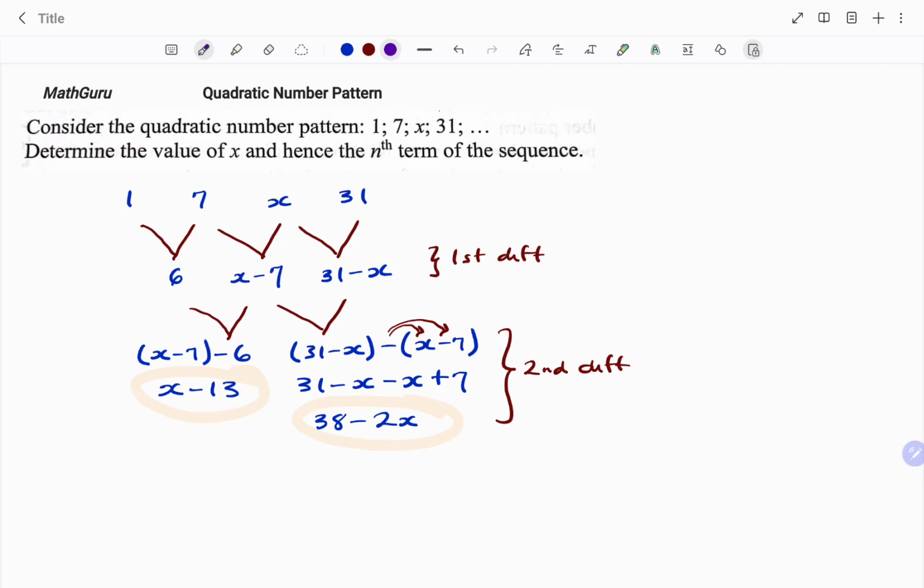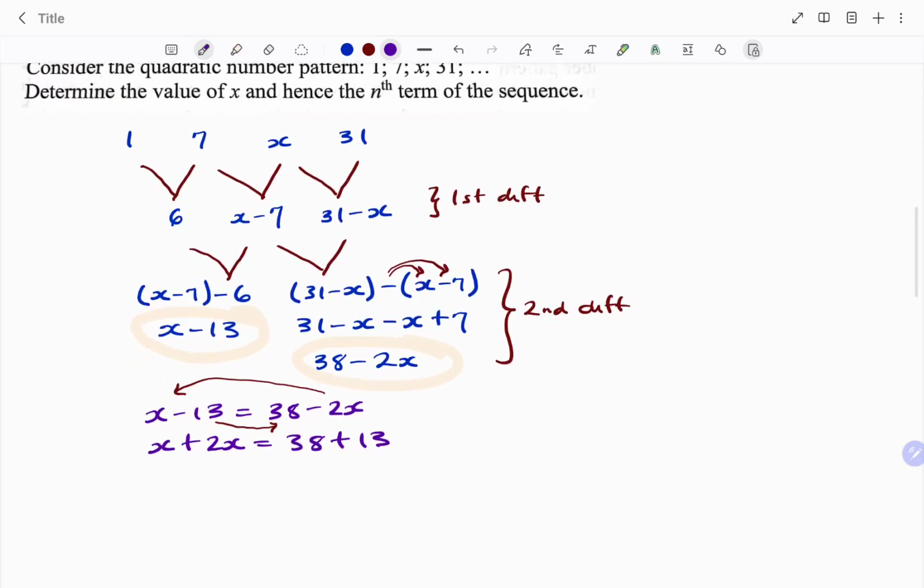So that will give us x minus 13 must be equal to 38 minus 2x. Collecting like terms, I have x plus 2x equals 38 plus 13. What I've done is to move my negative 2x to the left hand side, and then I've moved my negative 13 to my right hand side. Simplifying further, I have 3x, that's x plus 2x, equals 38 plus 13, 51.